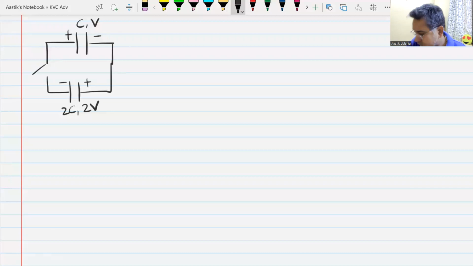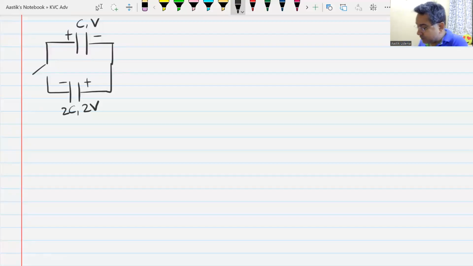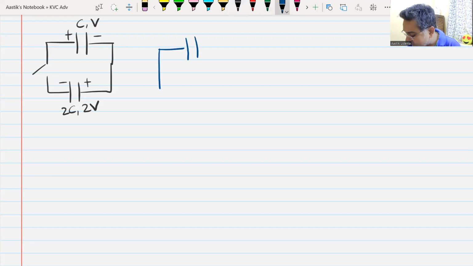Okay. CV, C into V on each, C into V on top charges. So how are we supposed to do this? This is the initial circuit and I will draw the final circuit. This is the final circuit that I have drawn. I don't know what the charges are.